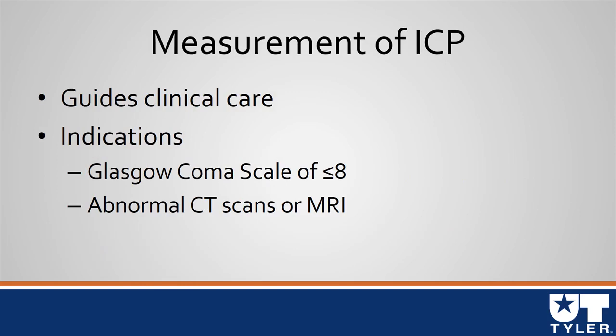ICP monitoring is used to guide clinical care when the patient is at risk for or has elevations in ICP. It may be used in patients with a variety of neurological insults, including hemorrhage, stroke, tumor, infection, or traumatic brain injury. ICP should be monitored in patients admitted with a Glasgow Coma Scale score of less than or equal to 8 and an abnormal CT or MRI. These results indicate that the patient may have bleeding, contusion, edema, or other problems.